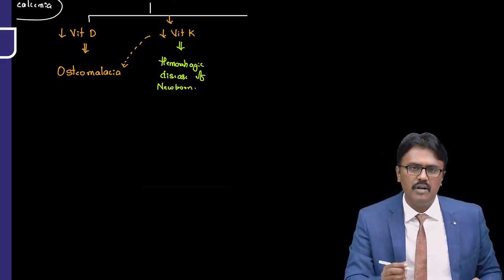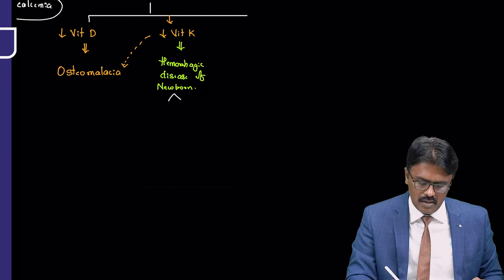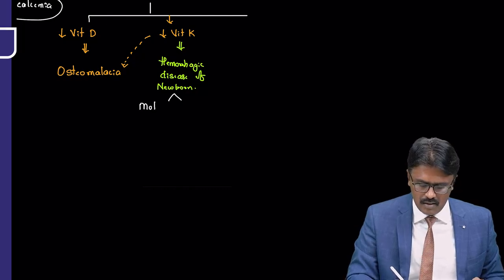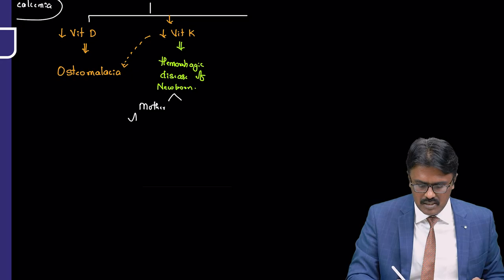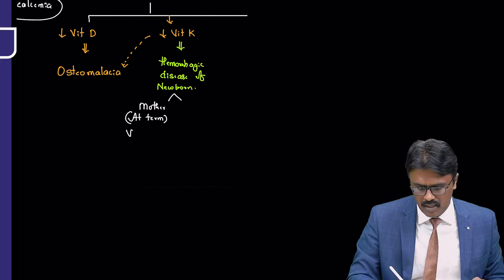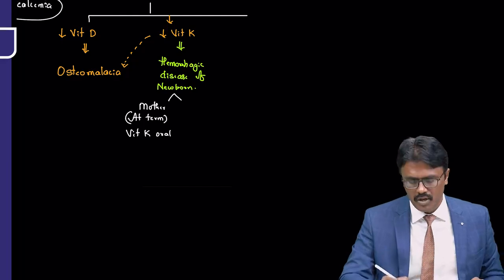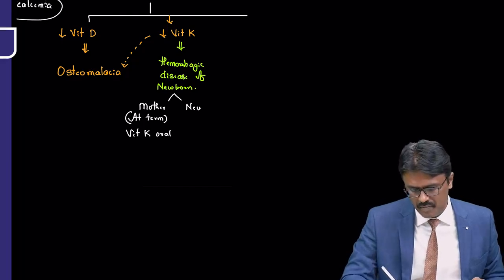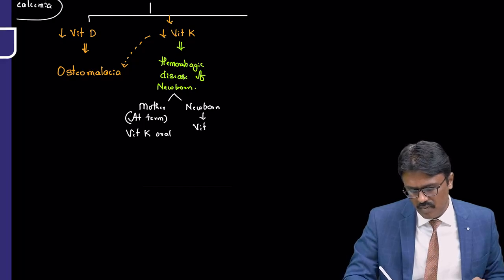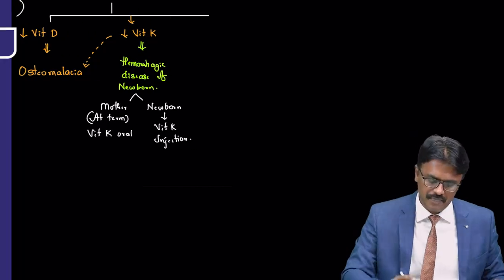Now tell me how to avoid that. If a pregnant woman is on phenytoin, the baby born will have this hemorrhage. So what we do is, to the mother, when she is at term, we give oral vitamin K. For the newborn, we give a vitamin K injection to avoid this problem.